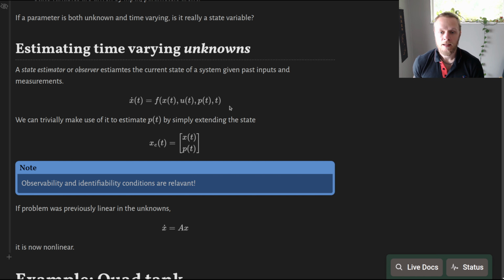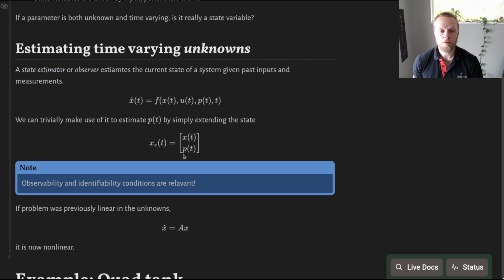So the state is obviously changing with time, and so is the input u. But if we now also have a parameter here that is changing with time, then we can make use of a state estimator to estimate that parameter by adding it to the state. So we're extending the state to xe. It now consists of what we previously considered the state and this new time varying parameter, so it becomes an additional state variable.